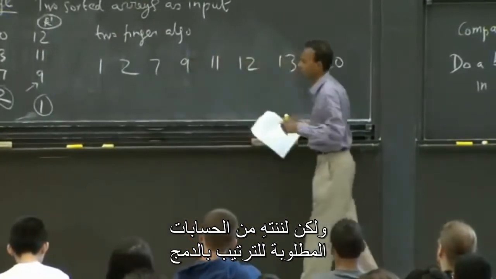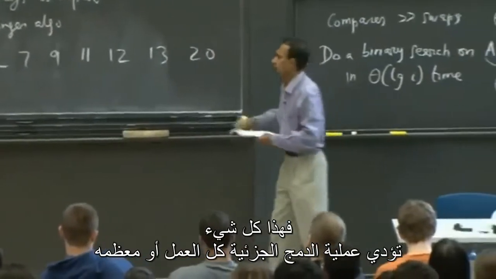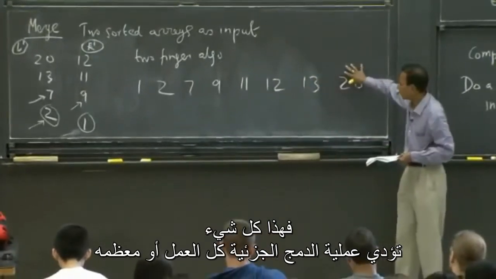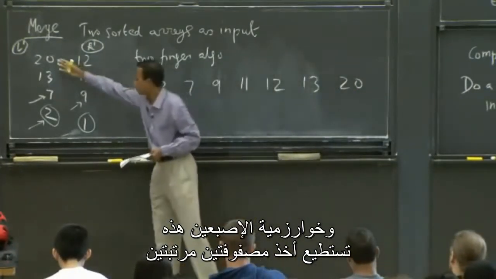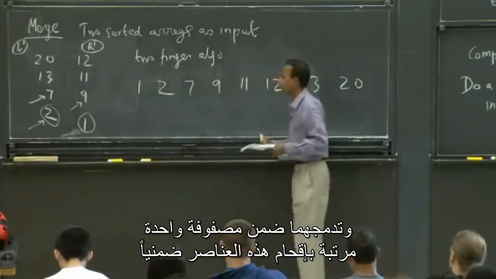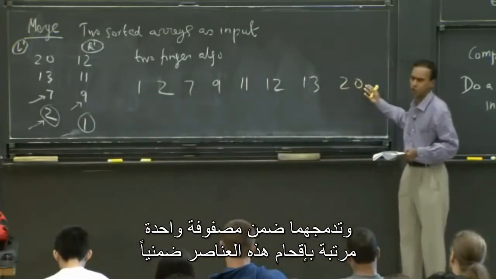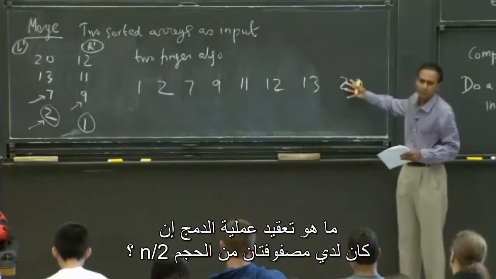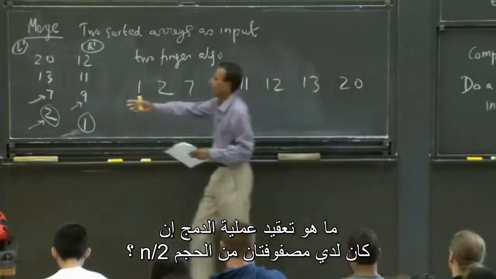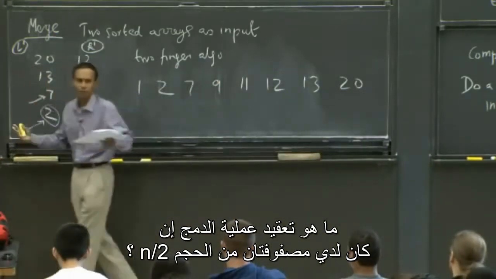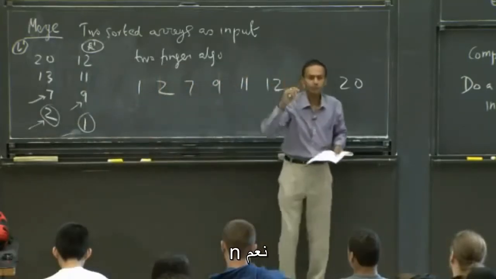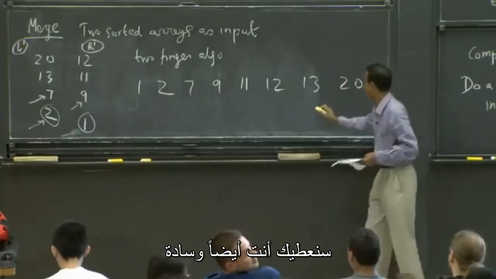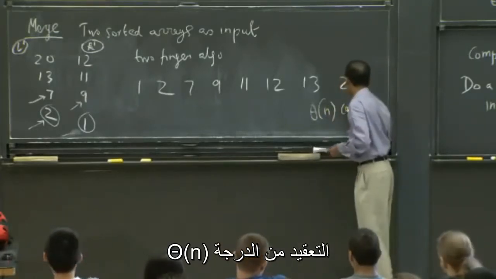But to finish up in terms of the computation of merge sort, this is it. The merge routine is doing most, if not all, of the work, and this two-finger algorithm is going to be able to take two sorted arrays and put them into a single sorted array by interspersing or interleaving these elements. And what's the complexity of merge? If I have two arrays of size n over 2 here, what do I have? Yeah, n. All right. We'll give you a cushion too. Theta n complexity.